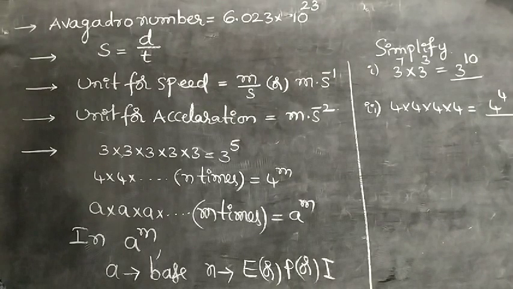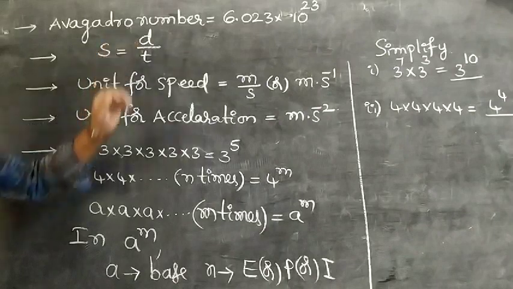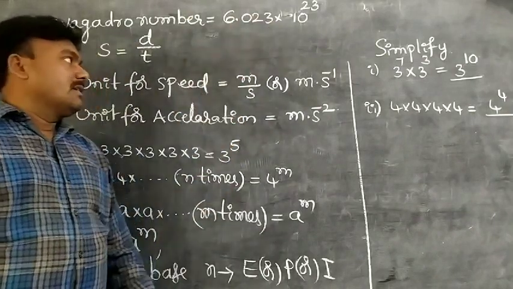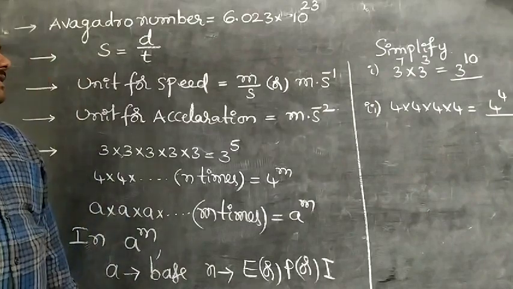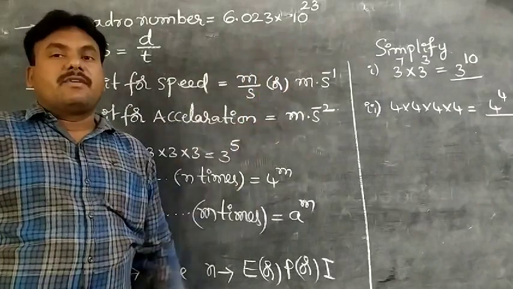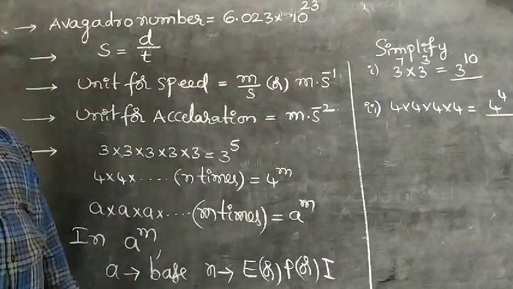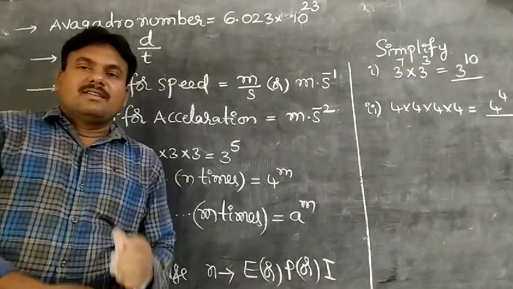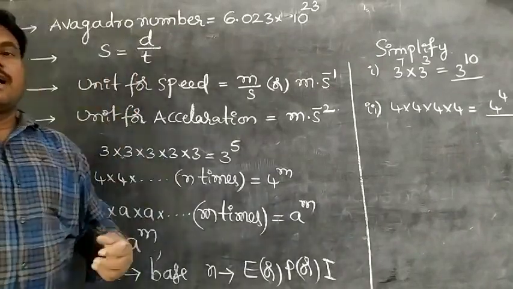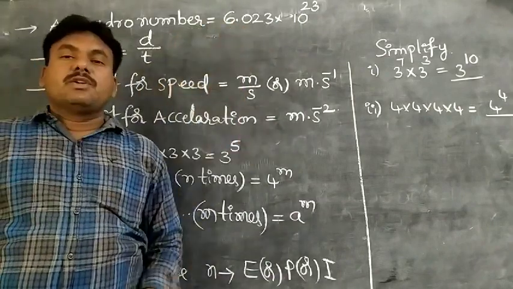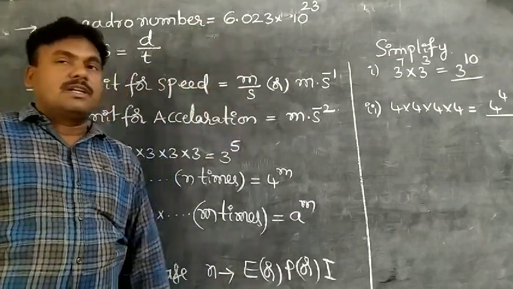Observe, students, do you know what the Avogadro number is? I learned it 25 years back and memorized it. If you express it in exponential form, it is easily identified. The Avogadro number equals 6.023 into 10 to the power of 23.